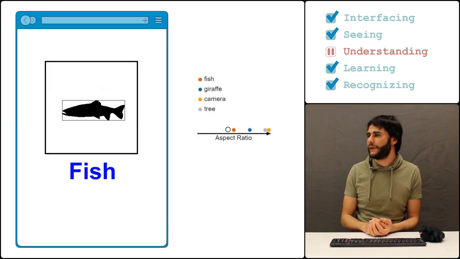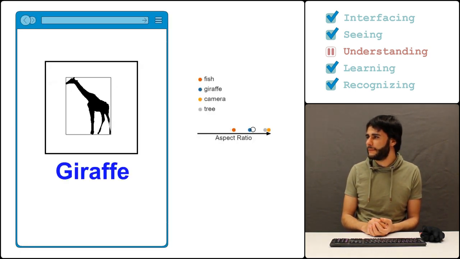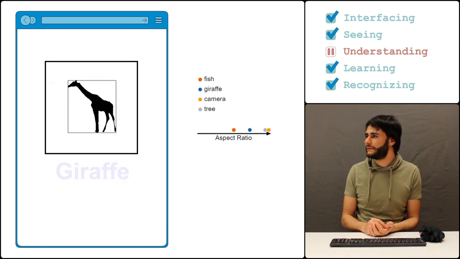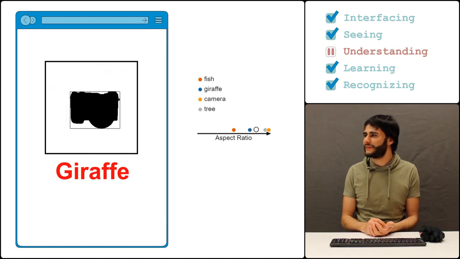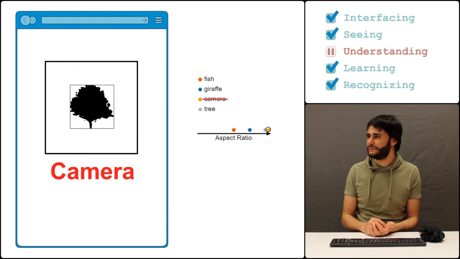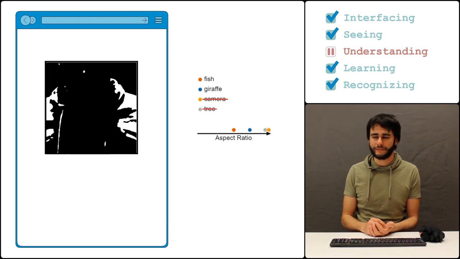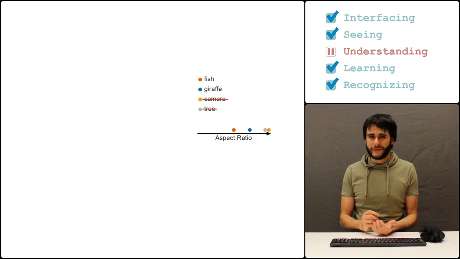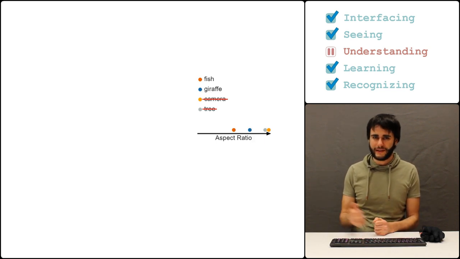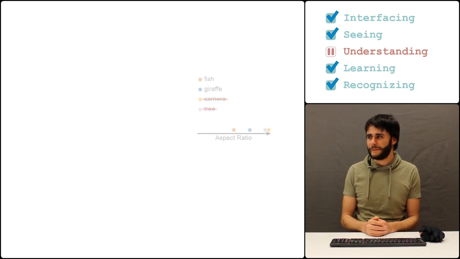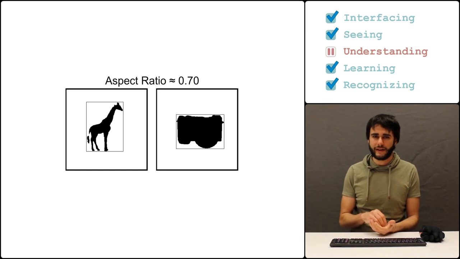Yeah, I know it recognizes the fish already. Seems to work for the giraffe. But it fails for the camera. And now for the tree. A 50% success rate with such a simple set is not very impressive. The aspect ratio is just not enough.